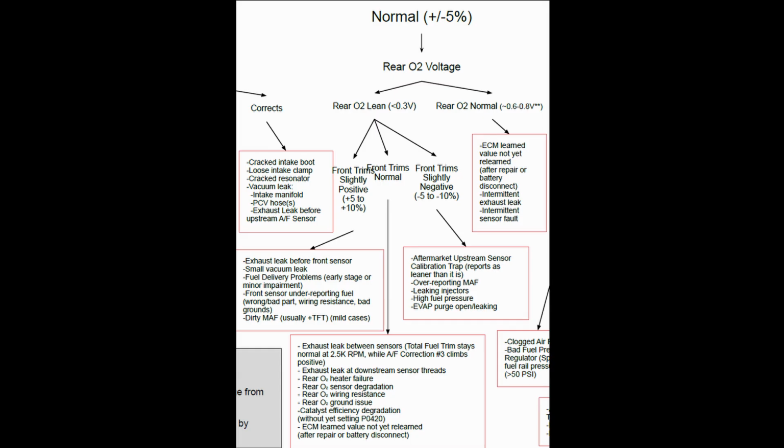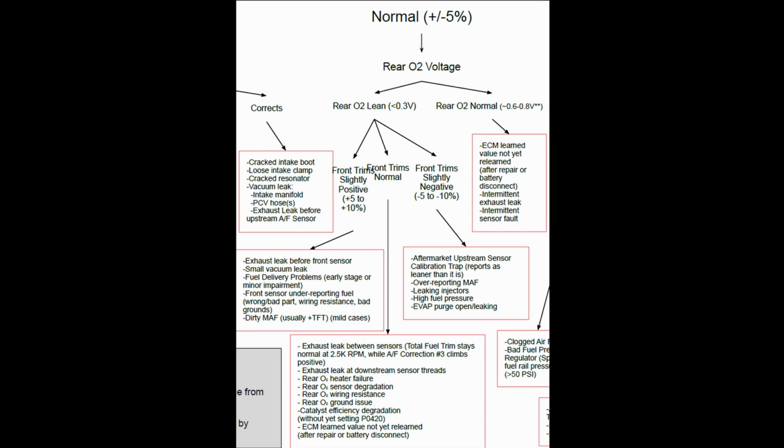Front trims are normal. Now, you could have an exhaust leak between the sensors, after the front sensor but before the rear sensor. Typically, total fuel trim values stay normal when you rev it in this case, but the AF3 correction 3 value will actually increase when you rev it, just a little bit. That's just an extra little diagnostic tip if you care to try that. Again, it's not like it'll narrow it down completely. That's not going to confirm the diagnosis there, but it's just an extra little thing you can look at if you care to. There could also be an exhaust leak at the downstream sensor threads.